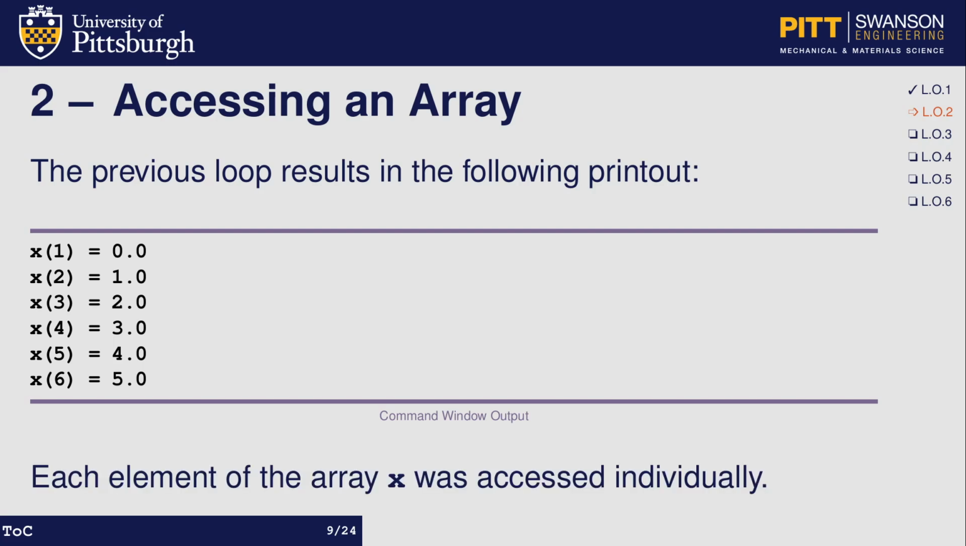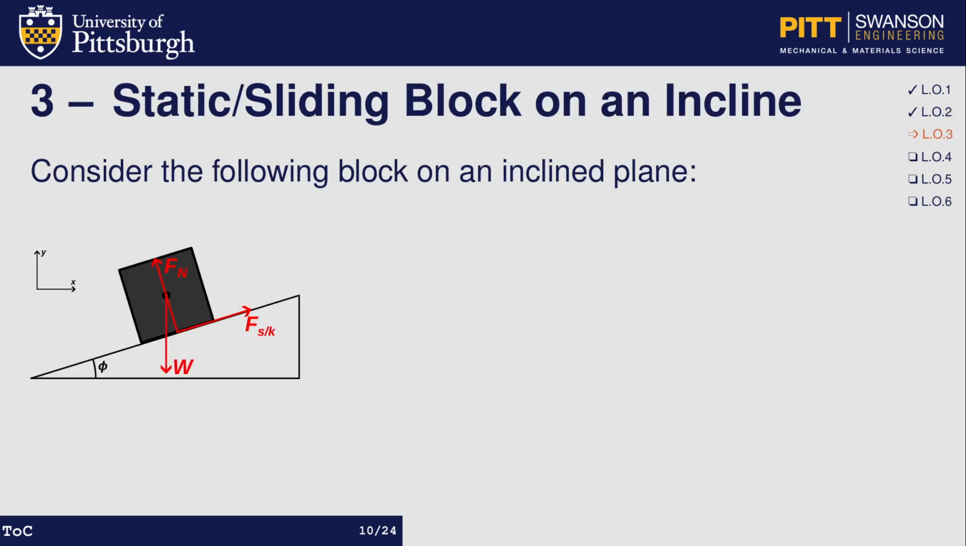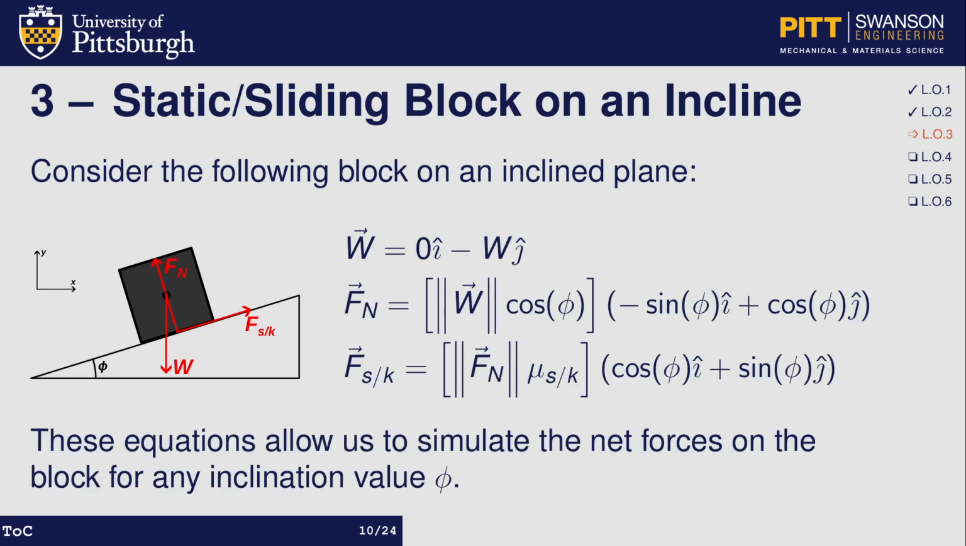Consider the following block on an inclined plane. These three equations describing the weight vector, the normal force, and the static or kinetic friction on the block allow us to simulate the net forces on the block for any value of the incline angle phi.